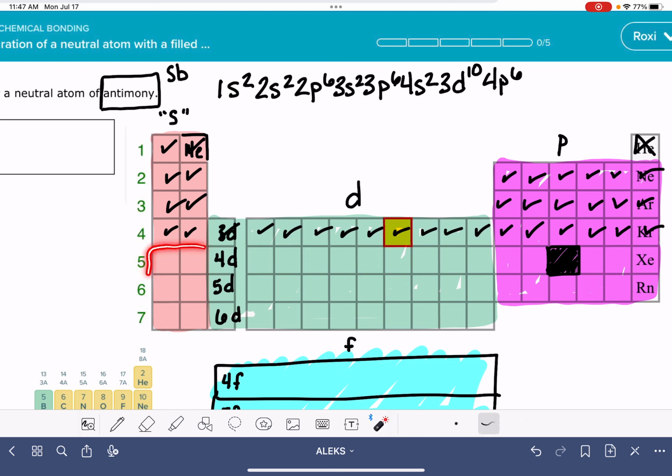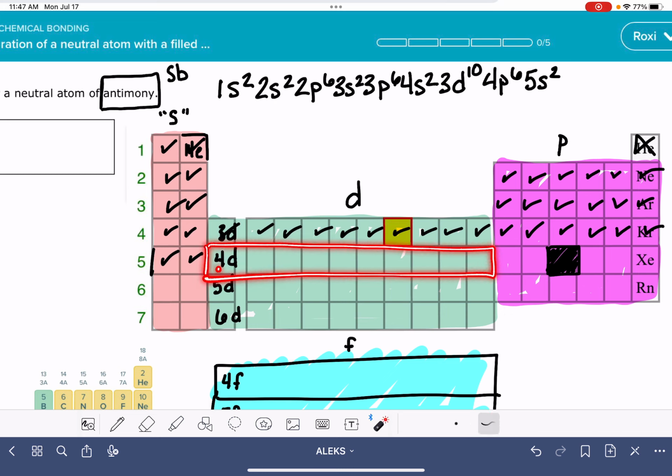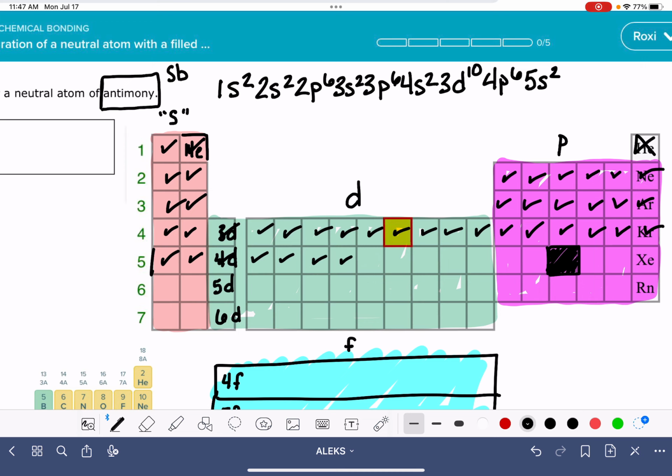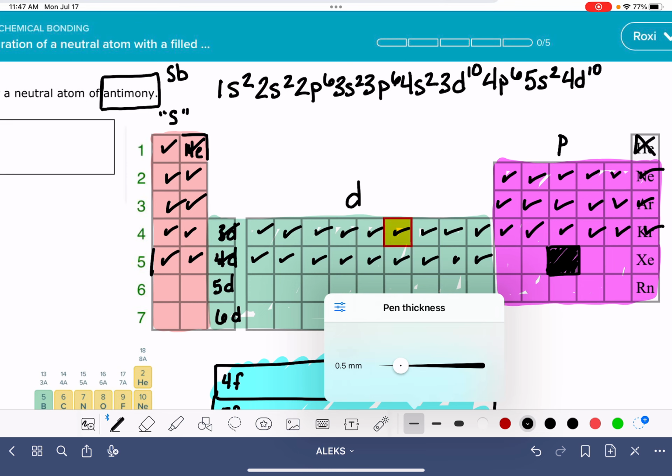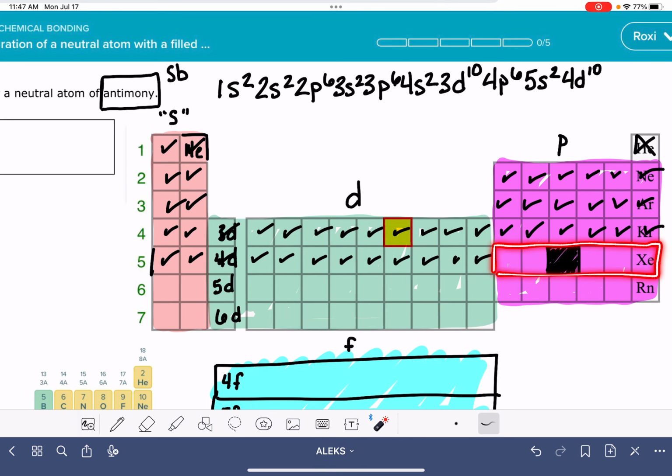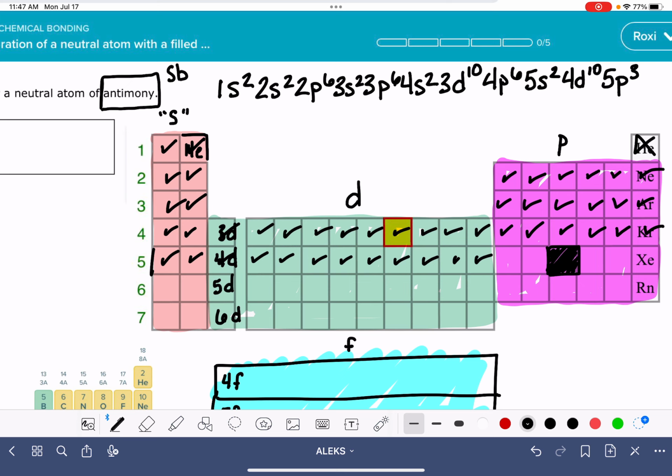Moving on to the next row, we have 5s, 1, 2. We are in the D's, one number behind, so this is 4d, 1, 2, 3, 4, 5, 6, 7, 8, 9, 10, 4d10. And then finally, we are in the area where antimony is located. We're back to the 5. We're in the P, 1, 2, 3. 5p3. So again, no noble gas abbreviation allowed as far as I can tell.